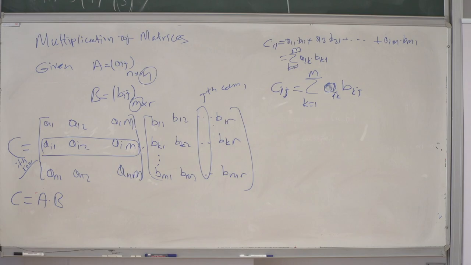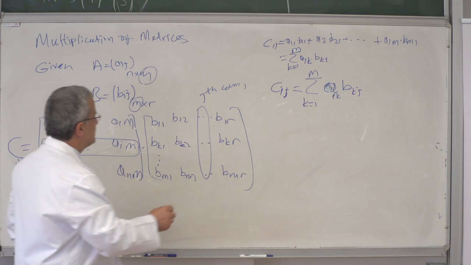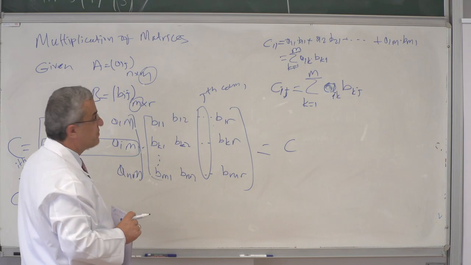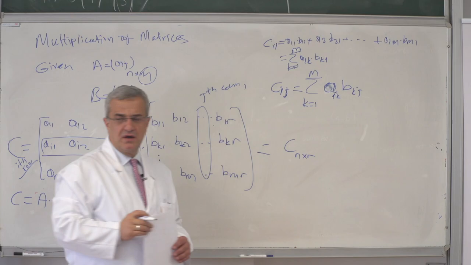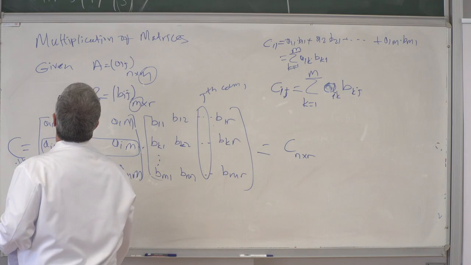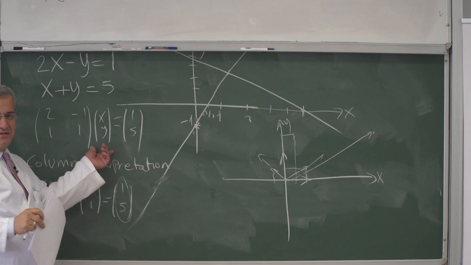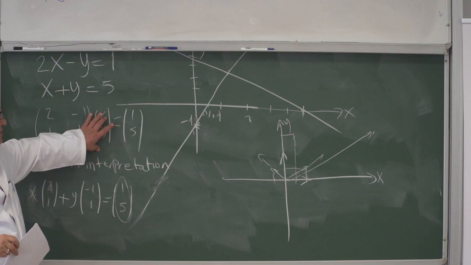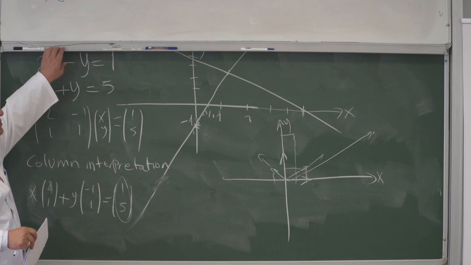Obviously, what is the resulting matrix, by the way? C is what? What will be the dimension? How many rows and columns do you have in C? N by R, right? The system of linear equations we did there is also an example. This is A, this is B, and this happens to have just one column. A is 2 by 2 and B is 2 by 1. So the result is 2 by 1. So this is an example of matrix multiplication.